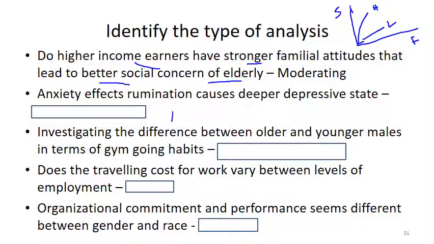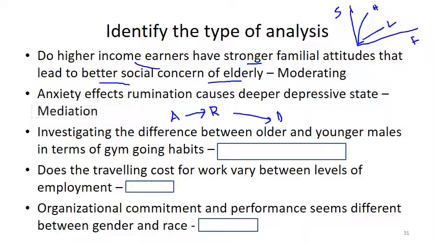Anxiety affects rumination and causes depressive state. What do you think this is? There are three states. Yes, you're right. This is definitely mediating variable or mediation.